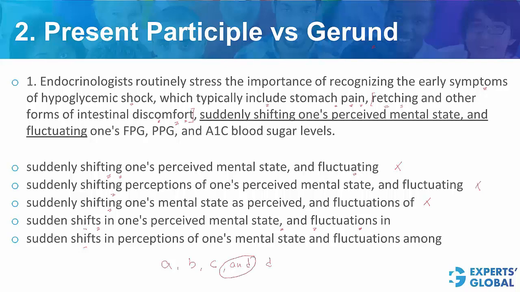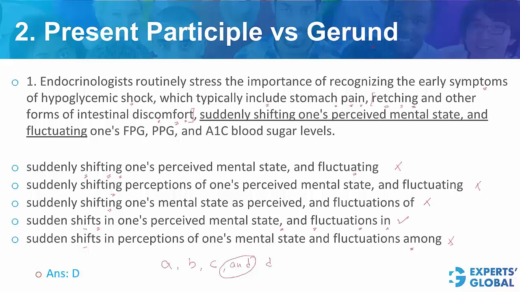So choice D uses the correct grammatical construction, choice E doesn't. And then another point is that fluctuations among is not the correct idiomatic usage, fluctuations in. So D is the correct answer choice, and the main concept here is to understand how GMAT may present a certain gerund and confuse you with certain present participles.